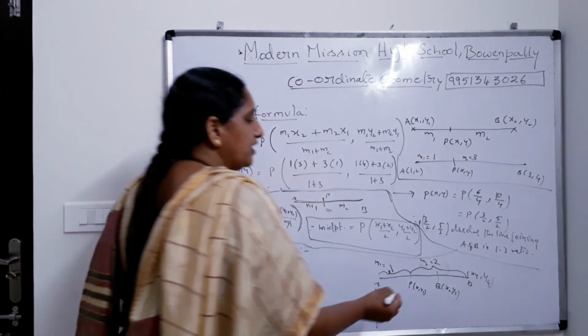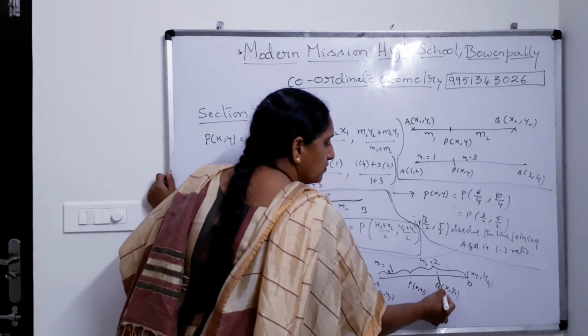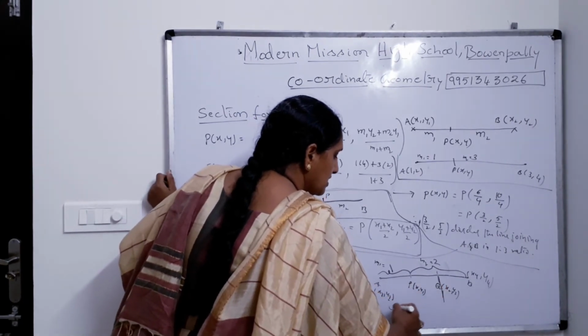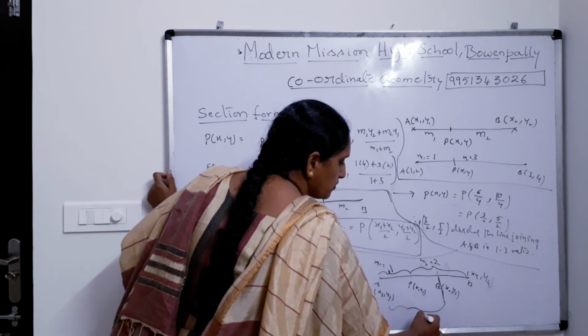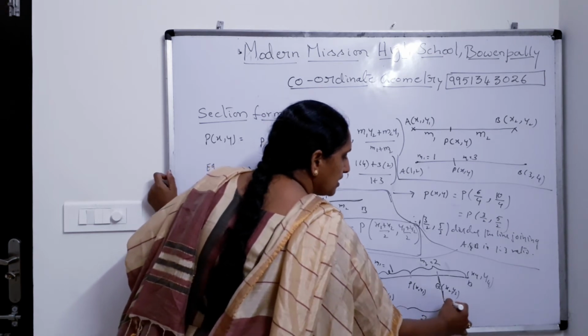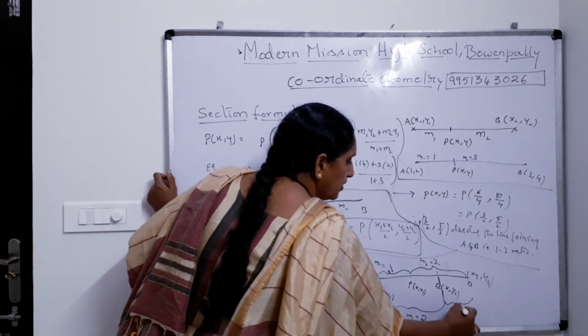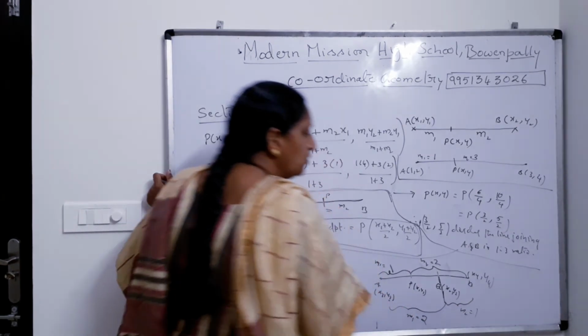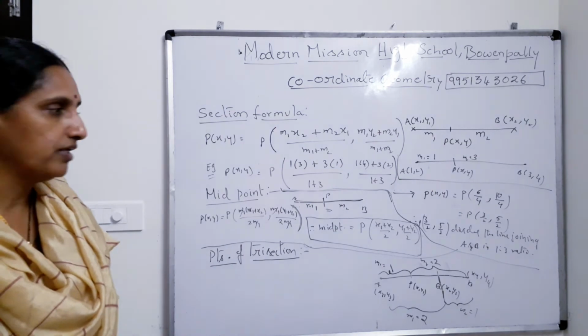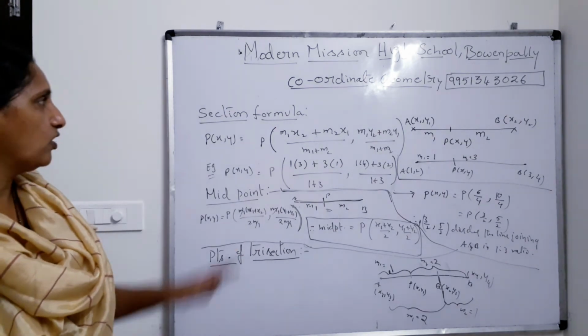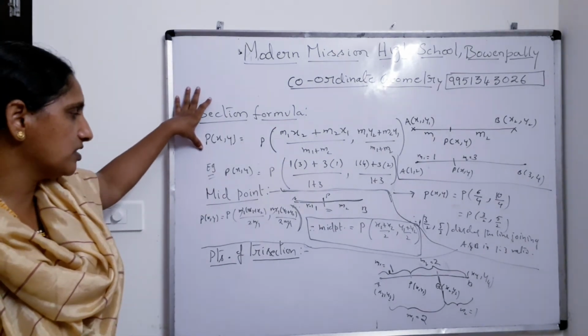And if you want to take Q as the reference point, see, this is taking 2 ratios, 2 parts, and this is taking 1 part. So here M1 is equal to 2 and M2 is equal to 1. So therefore, the same concept is the same. You are going to use the same section formula.